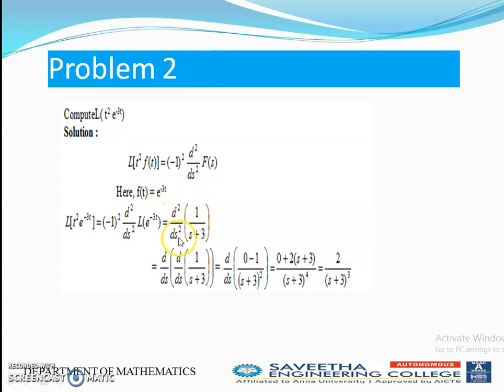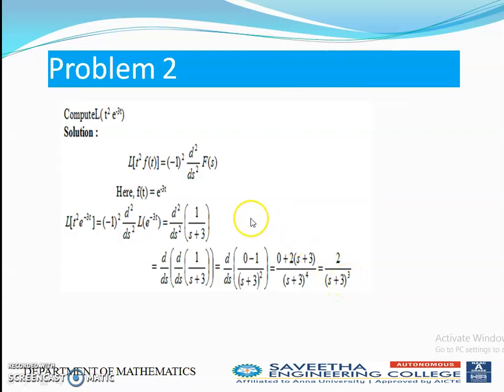So d square by ds square, here we differentiate with respect to s twice. This can be written as d by ds of d by ds of 1 divided by s plus 3. That is equal to d by ds of, the differentiation of 1 by x is minus 1 divided by x square, so minus 1 divided by s plus 3 whole square. Again differentiating this, minus 1 divided by x square gives 2 divided by s plus 3 whole cube, or we can use the u by v form. So we get 2 divided by s plus 3 whole cube.